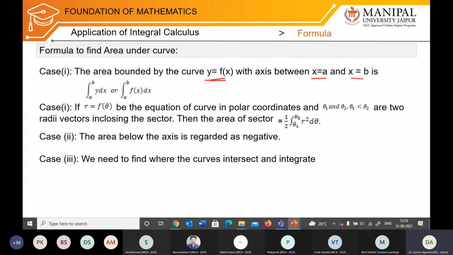If r equals f(theta) is the equation of the curve in polar coordinates, and theta 1, theta 2, where theta 1 is less than theta 2, are two radius vectors enclosing the sector, then the area of the sector is 1 by 2 integration under the limits theta 1 to theta 2 r square d theta.